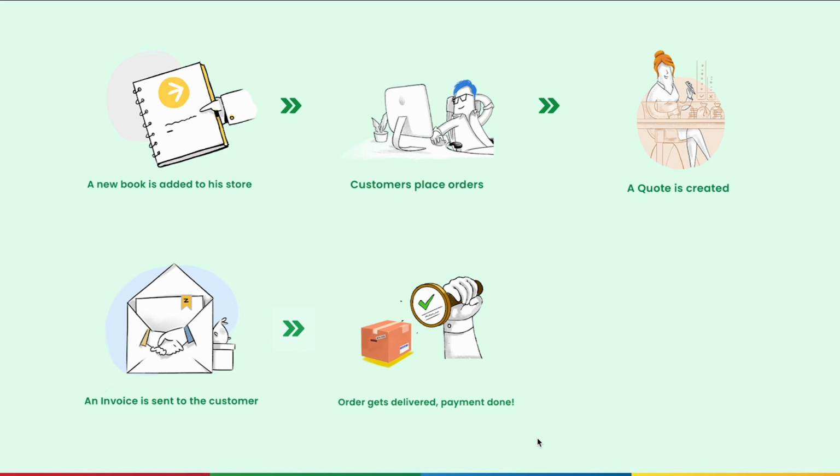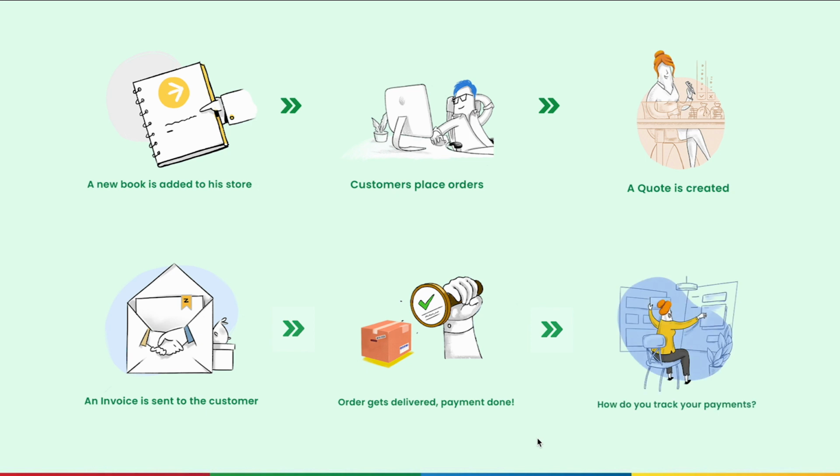But how can he know whether or not his customers have paid for the order? How does he keep track of his payments and get insights into his financial strength? That is when Zoho Books integration comes in handy. From acquiring a new book to supplying them to small stores, Sam can automate and track every stage of his sales process using this integration.